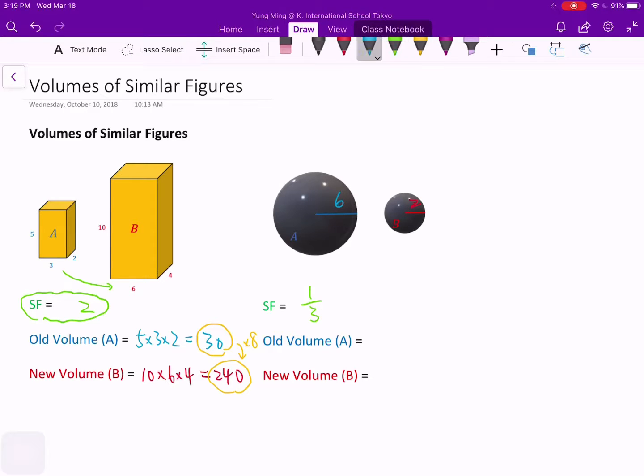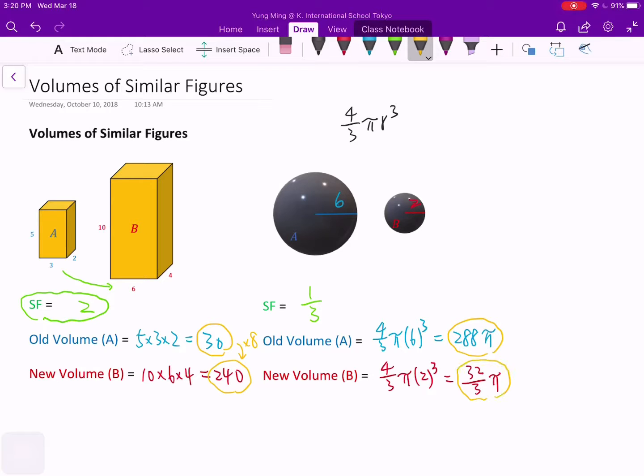What is my old volume? Remember the volume formula is 4 over 3 pi r cubed. So we plug it in. We're going to get 4 over 3 pi, r is 6, cubed. This is going to give us 288 pi. On the other hand, the volume of B, we're going to have 4 over 3 pi times 2 cubed. This is going to give us 32 over 3 pi. Now if you do a little bit of math, you can see that pi and pi will cancel out, and then we actually multiply by 1 over 27. That looks very good too.